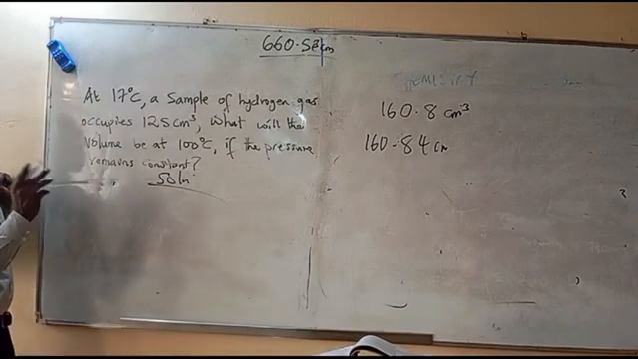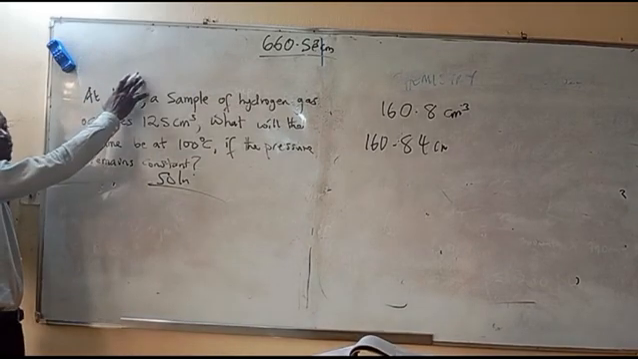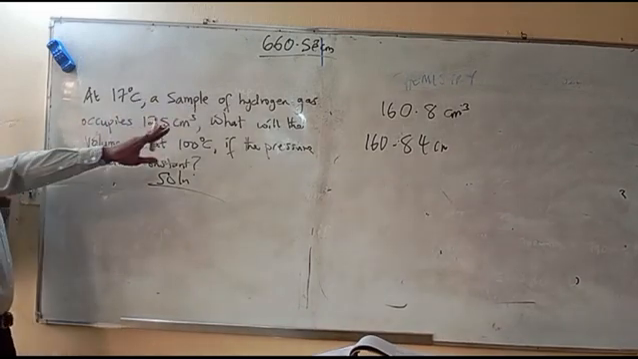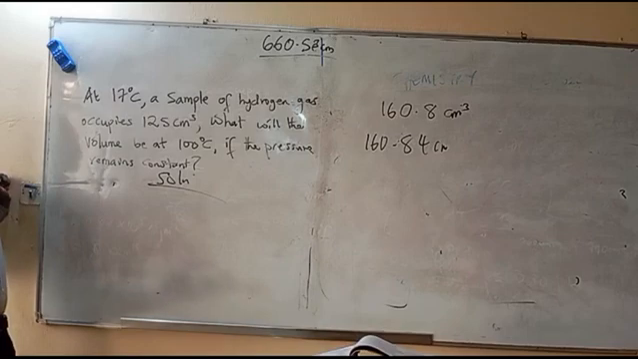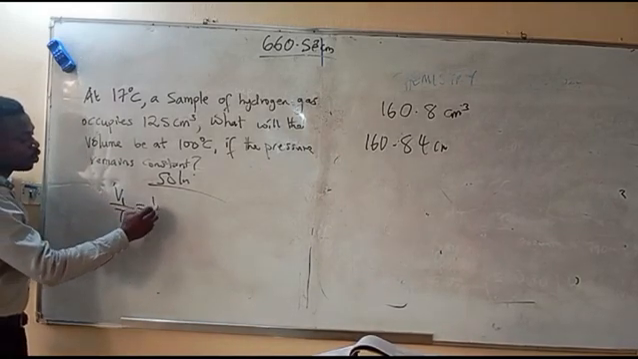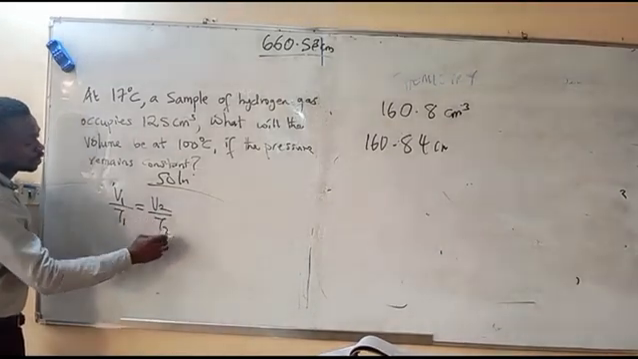Using Charles' law. This has temperature, volume, and pressure constant. So you will use what? Charles' law. V1 over what? T1 is equal to what? V2 over what? T2. Are we together?